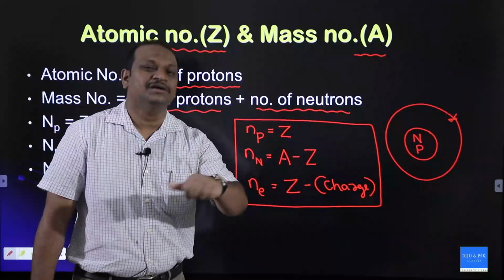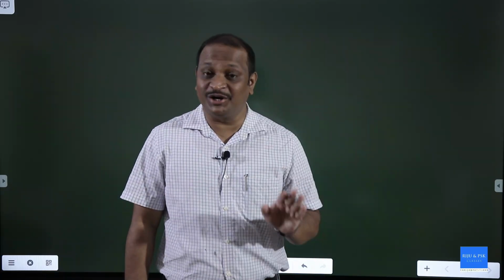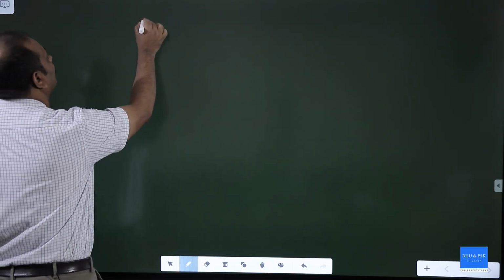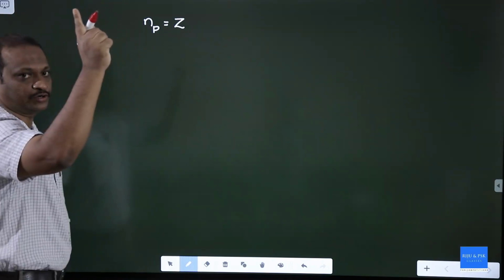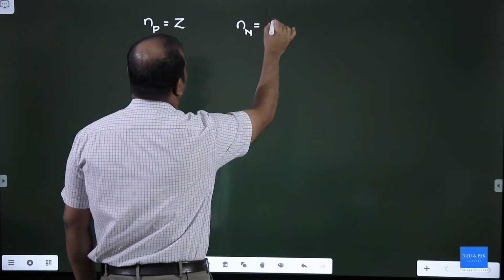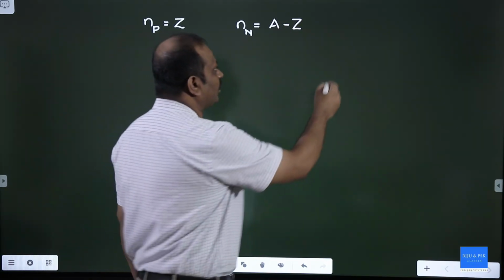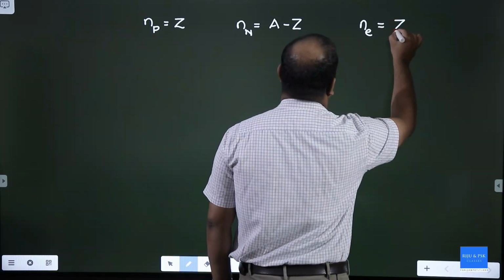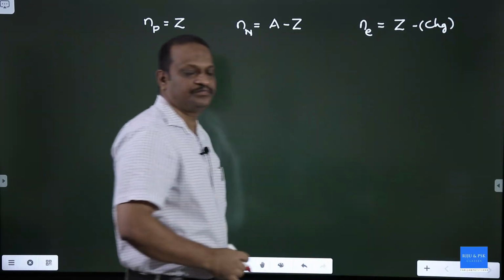Okay, all of you, let's practice two or three problems, but don't forget our equations. What are those equations? I am writing once again here. Number of protons is equal to Z. Next, number of neutrons is equal to mass number minus atomic number. And number of electrons is equal to Z minus charge.